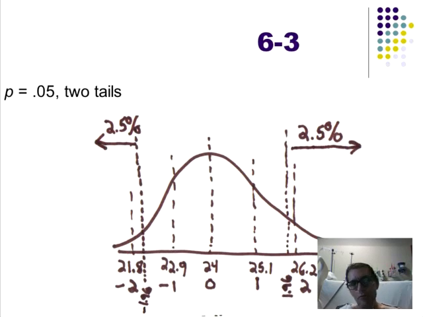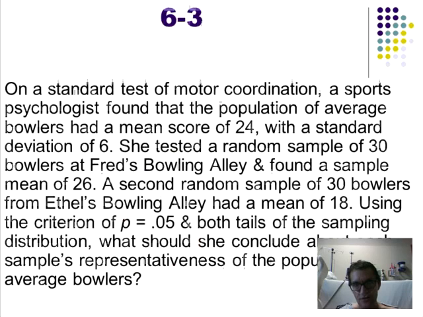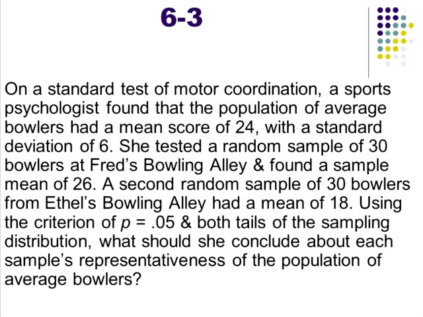So with probability 0.05, two tails is plus and minus 1.96, okay? These are familiar. Going back to the original question because we got sidetracked there. So now, second round, using this criterion of probability equals 0.05 and two tails of the distribution, what should she conclude about each sample's representativeness? This is going to be an interesting story.